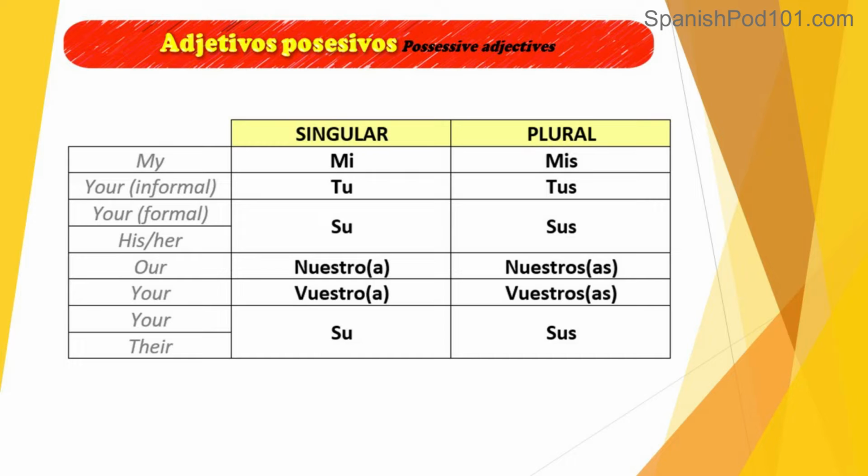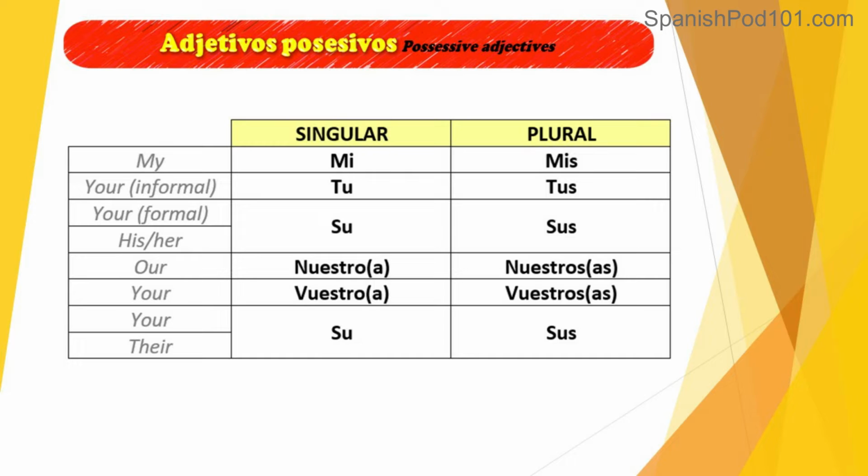Then we have your for the formal register, which is the same as his and her. Your formal, his and her will be singular su and plural sus. Our in Spanish is going to be, in the singular, the masculino nuestro and the femenino nuestra. And the plural form is nuestros, nuestras.